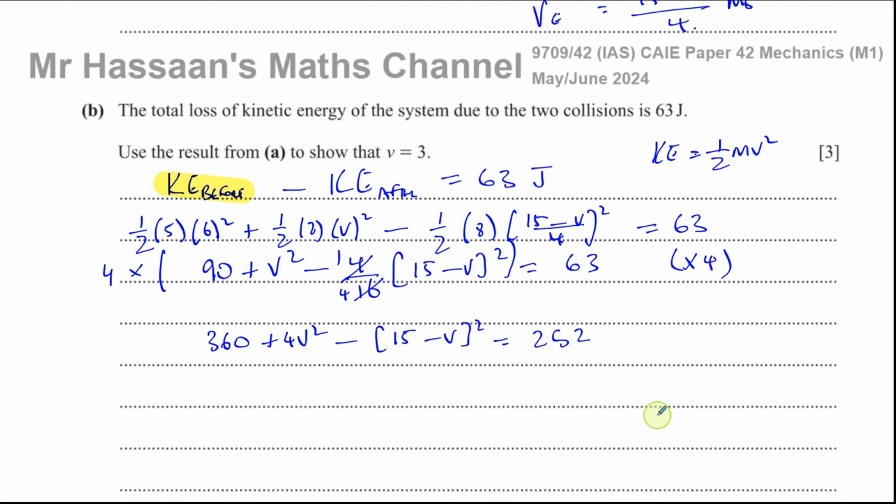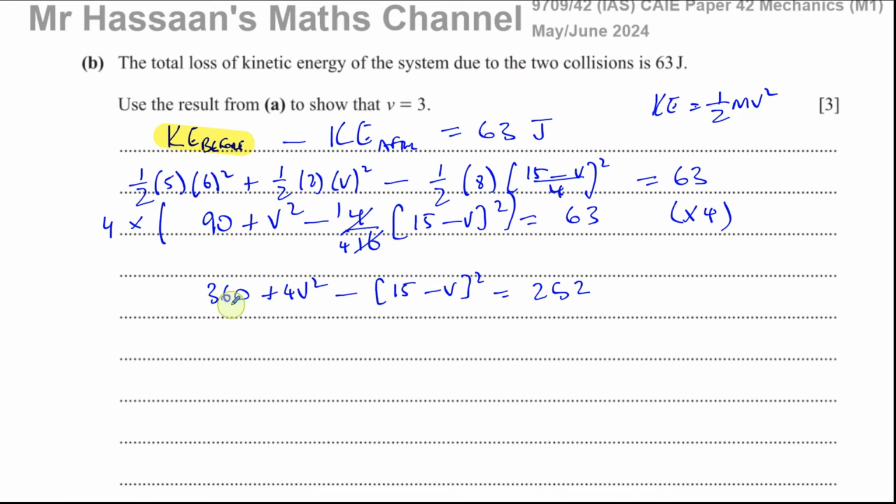Okay, so now we have 360. So we're going to have 4v squared minus 15 squared, which is 225. And when you expand this, you have 2 times 15 times minus v, which is minus 30v, and plus v squared. And minus 252 equals 0, because I can see we're going to have a quadratic here. Sorry, I forgot the 360. So now we're going to have 4v squared.